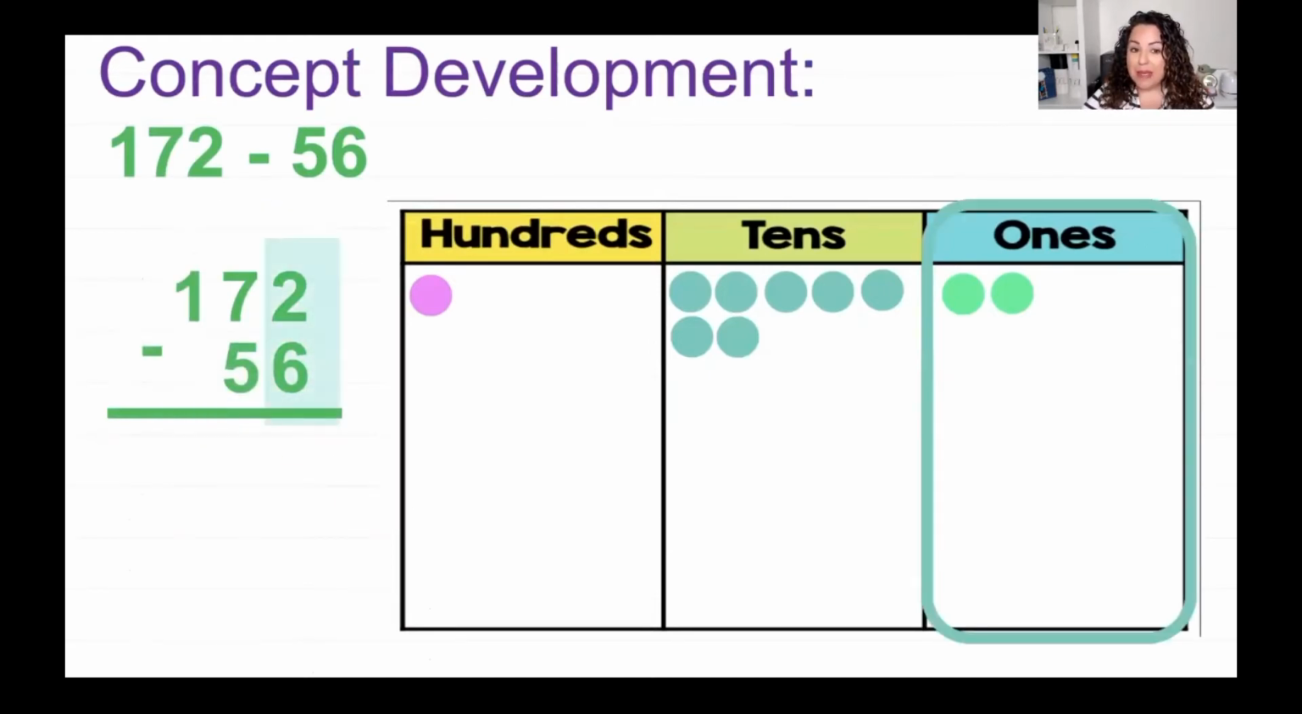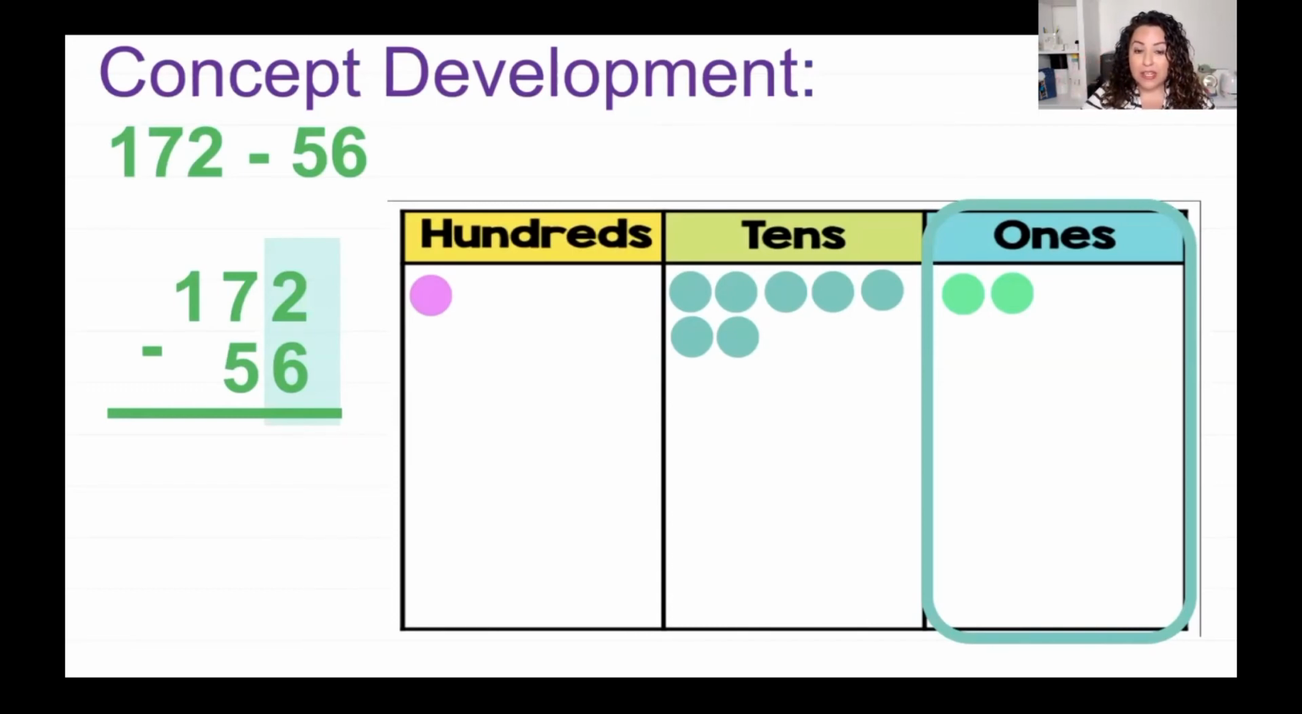I'm looking at my ones place and I have a 2 and I have a 6. I have 2 ones and I need to take away 6 ones. Can I do that? Well, let's ask ourselves, is there more on the top or more on the floor when we look at the algorithm? More on the floor, so we go next door to get 10 more.